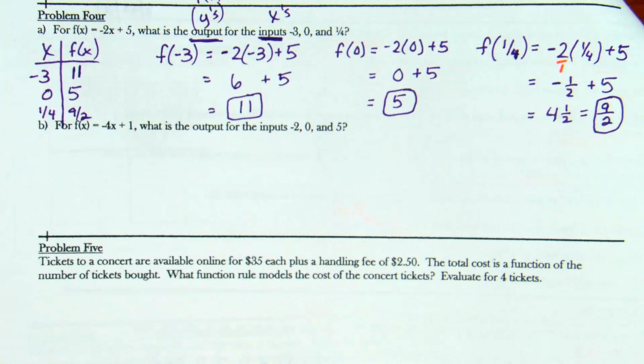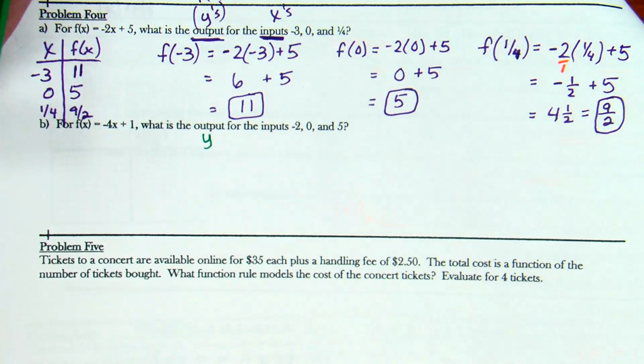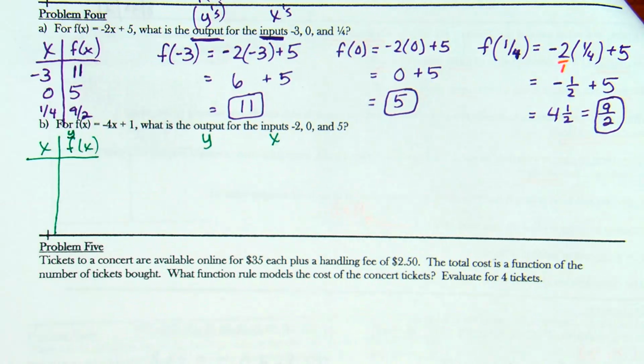So break it down for me. Again, it's asking for what is the output. So that means they're asking for the y values. And what are they giving me? The x values. So make a chart and put in your x value. You can call it an XY chart, or you can say x, f of x. And we're going to take this new equation.